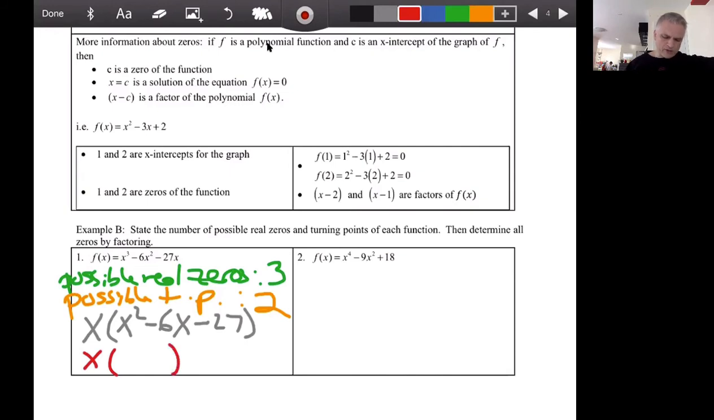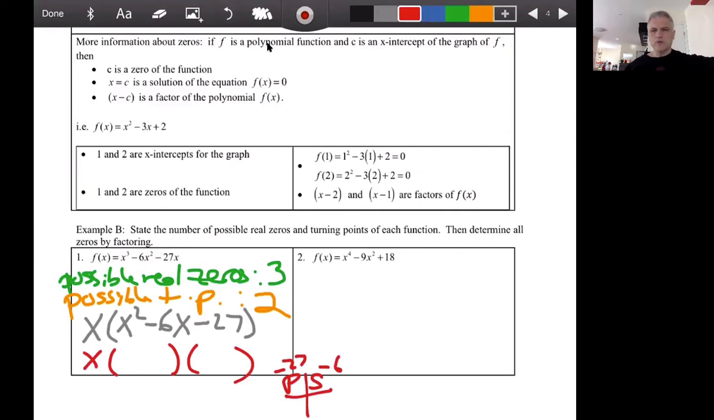And now we're going to factor. Product sum, if you want to make the little chart. The product has to be negative 27, and the sum has to be negative 6.